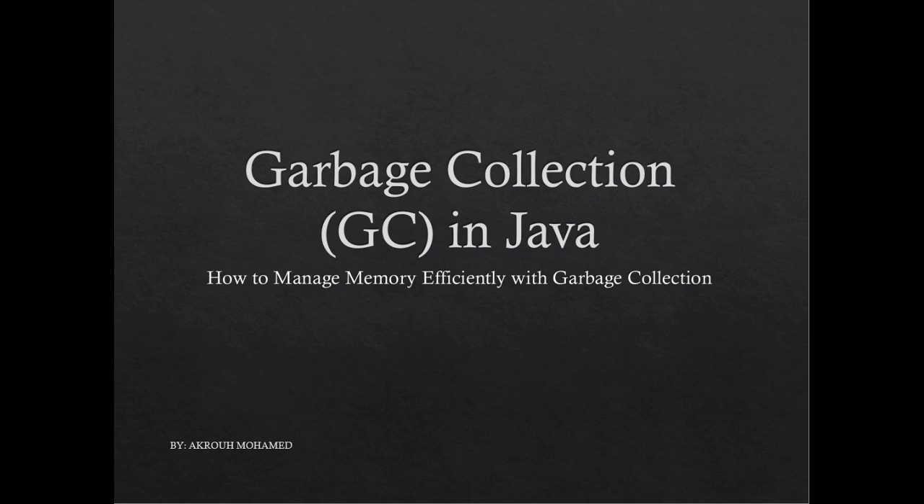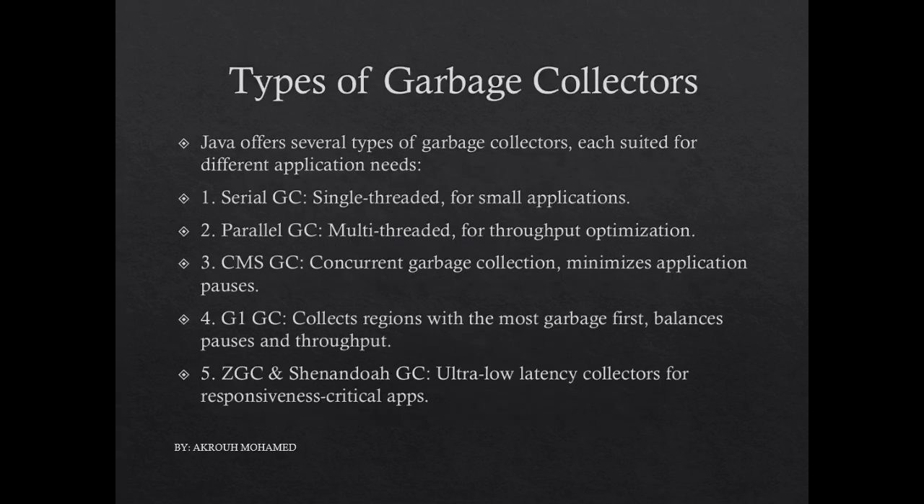As a senior developer, understanding how garbage collection works and how to optimize it is crucial for enhancing application performance. Java's automatic garbage collection mechanism ensures that unused objects are removed from memory, helping your application run smoothly. But to make the most out of it, you should know the different types of garbage collectors and how to fine-tune their performance for your specific use case.